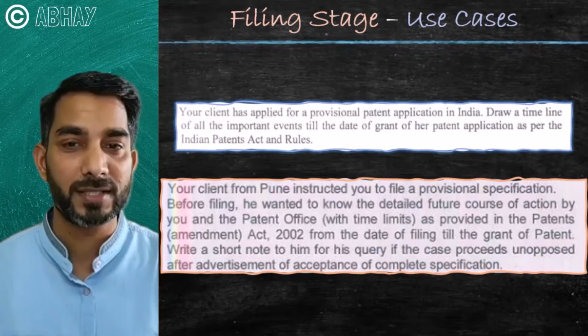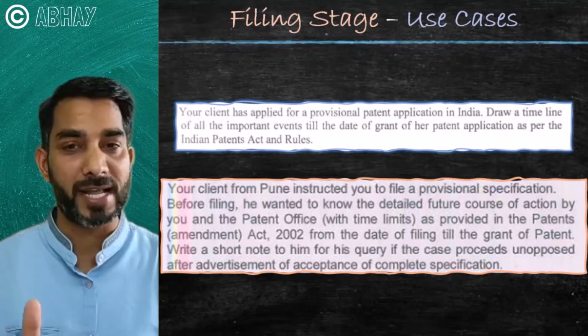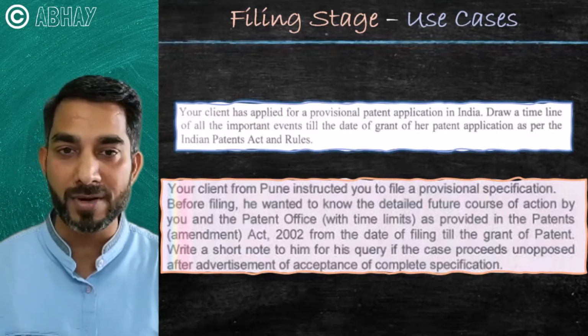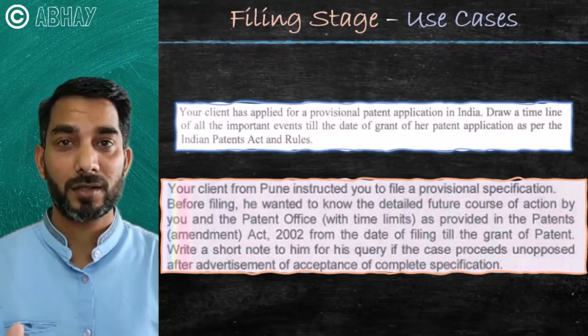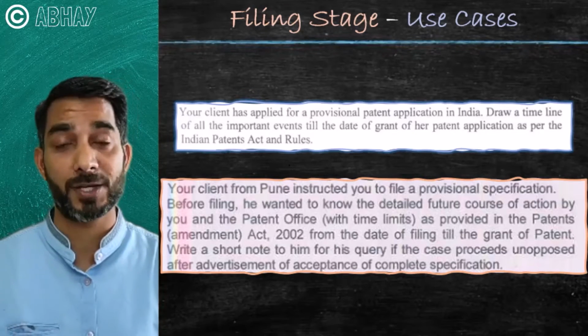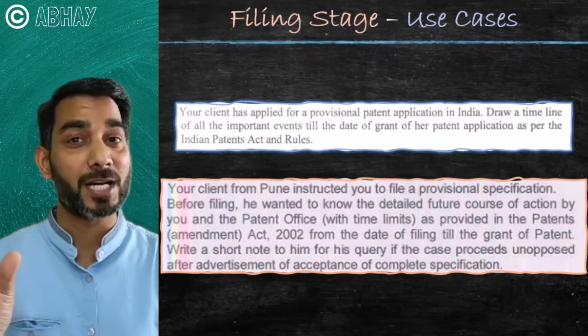Now the first one here says, your client has applied for a provisional patent application in India. Draw a timeline for all the important events till the date of grant of her patent application as per the Indian Patent Act. Now you have been provided with a scenario where a provisional application is already filed. So the timeline starts from there.